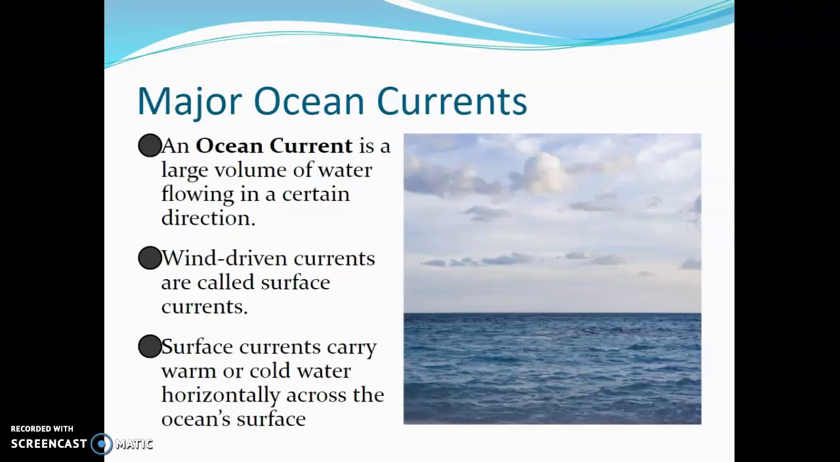So an ocean current is a large volume of water flowing in a certain direction. Wind-driven currents are called surface currents because that's where the wind hits. It hits at the surface. Surface currents carry warm or cold water horizontally across the ocean surface. That means horizontally is left-right, not up and down.